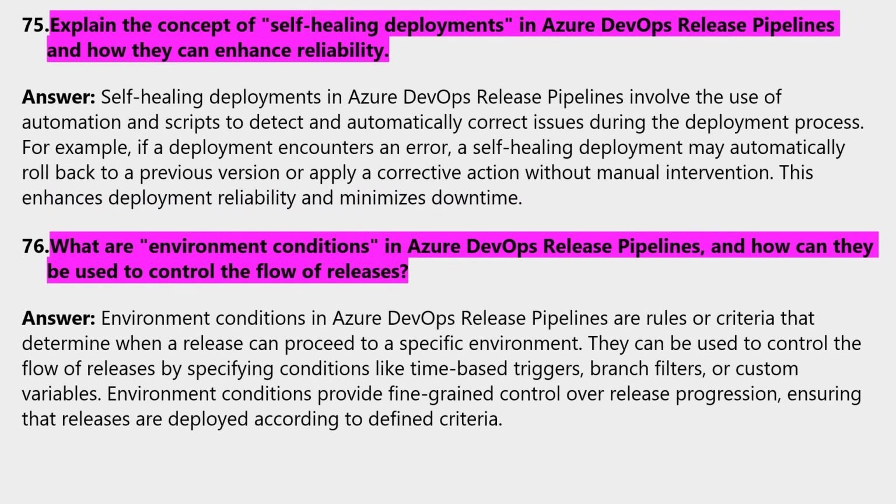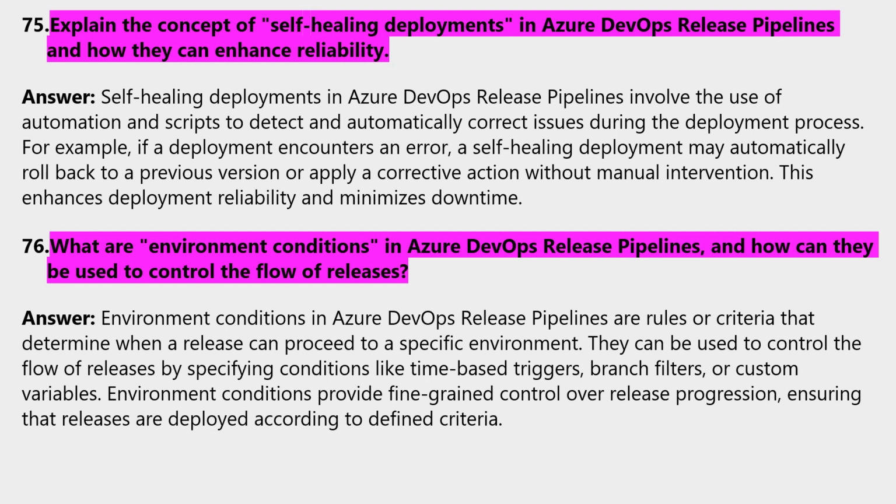Explain the concept of self-healing deployments in Azure DevOps release pipelines and how they can enhance reliability. Answer: Self-healing deployments in Azure DevOps release pipelines involve the use of automation and scripts to detect and automatically correct issues during the deployment process. For example, if a deployment encounters an error, a self-healing deployment may automatically roll back to a previous version or apply a corrective action without manual intervention. This enhances deployment reliability and minimizes downtime.